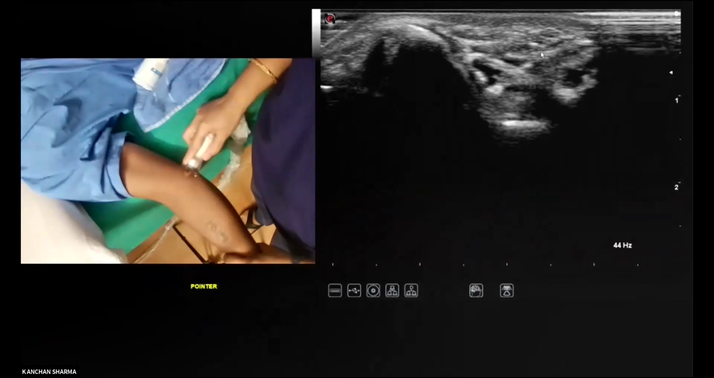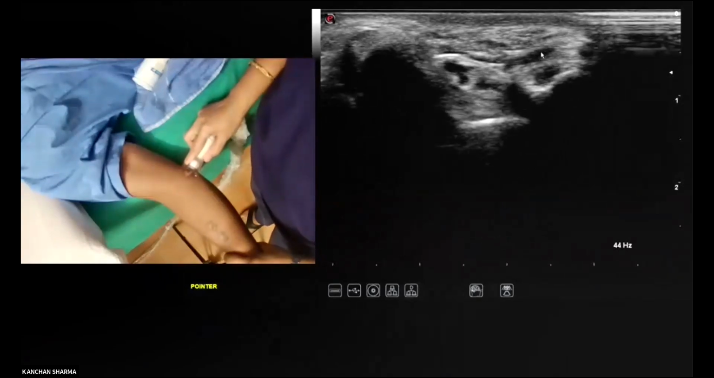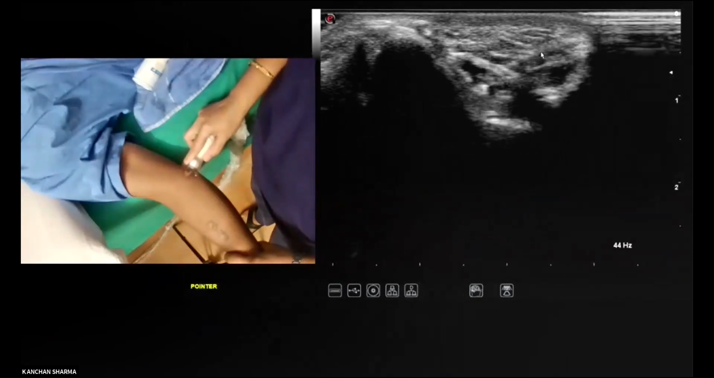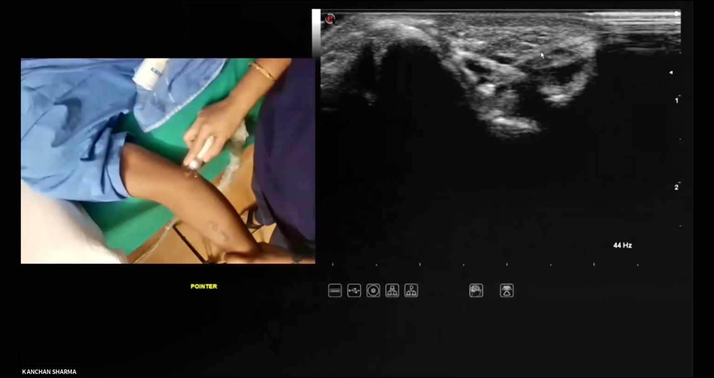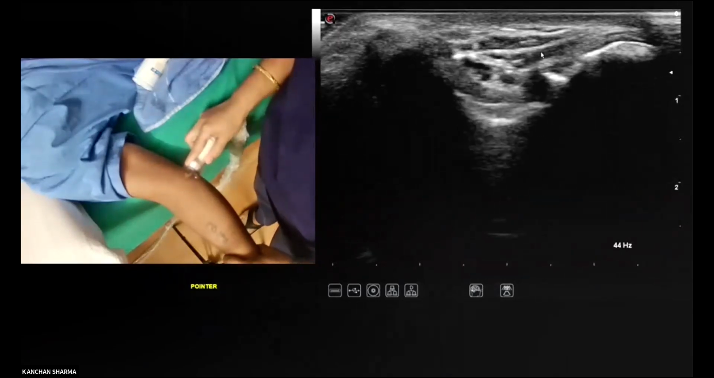So now you see these two hyperechoic bones, and then I will be explaining to you about the ulnar nerve, where exactly we are going to see this.